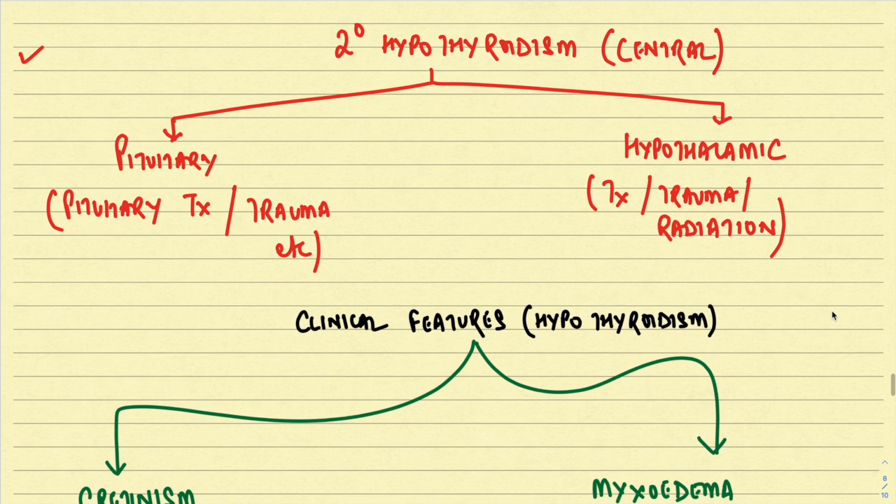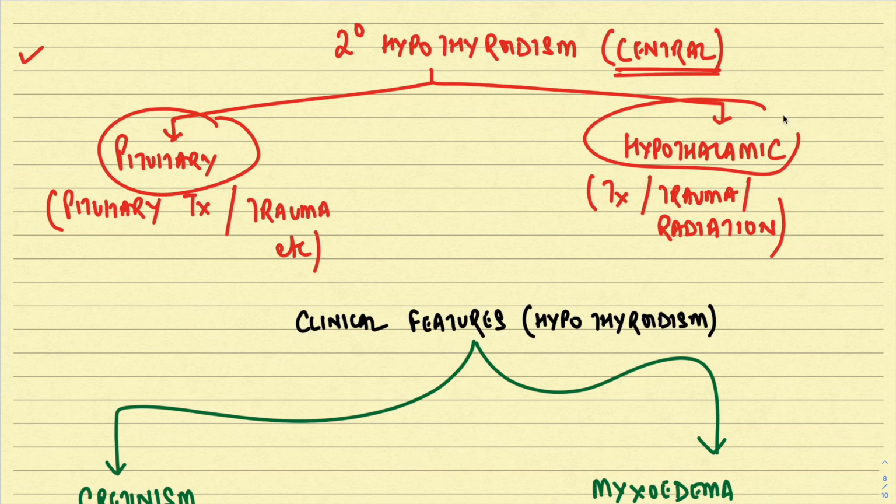Now, secondary hypothyroidism, also called central hypothyroidism, again can be because of two reasons. Either some problem is there at the level of the pituitary or at the level of the hypothalamus. Problems at the level of the pituitary include pituitary tumors or trauma, and at the level of the hypothalamus they include hypothalamic tumors, trauma or some kind of radiation.